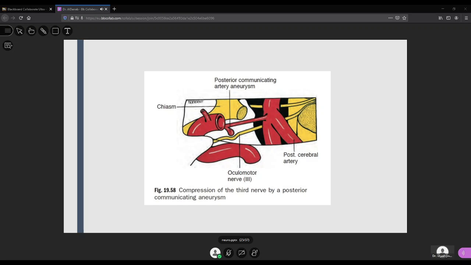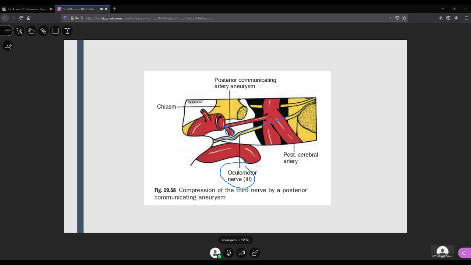Okay. Now, this is the third nerve, this yellow one. The pupil fibers are present in the third nerve superficially. So if there is any aneurysm, like this is an aneurysm, any tumor, any hemorrhage, any hematoma, this will cause pressure here. The superficial fibers are for the pupil. So if the superficial fibers are compressed, the pupil will be affected.